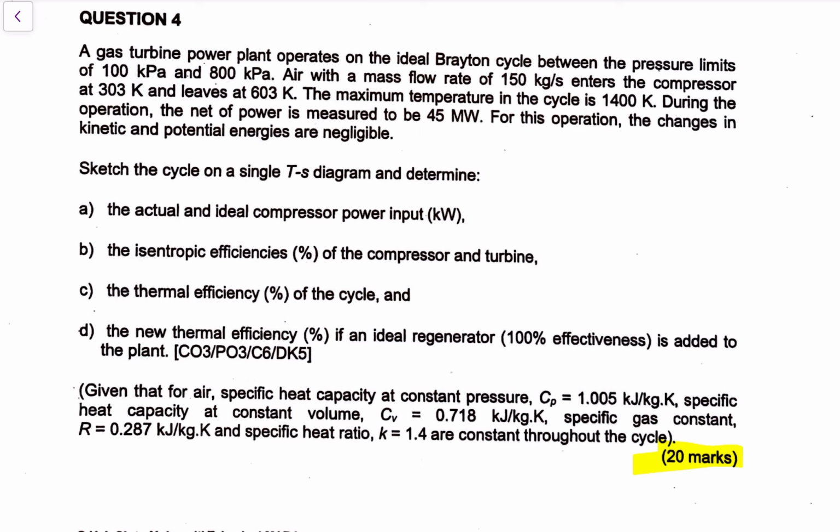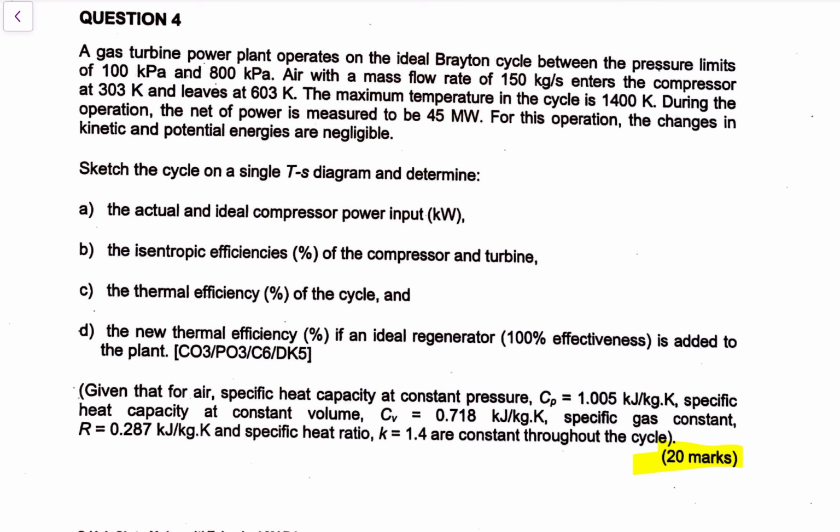Let's continue our discussion to question number 4 for the past year's question, February 2025. The question states that a gas turbine power plant operates on the ideal Brayton cycle between the pressure limits of 100 kilopascal and 800 kilopascal. Air with a mass flow rate of 150 kg per second enters the compressor at 303 Kelvin and leaves at 603 Kelvin. The maximum temperature in the cycle is 1400 Kelvin.